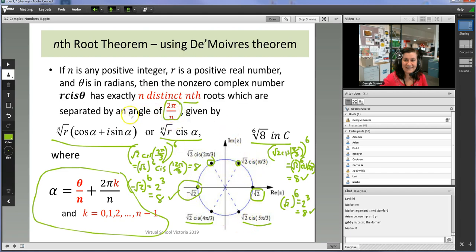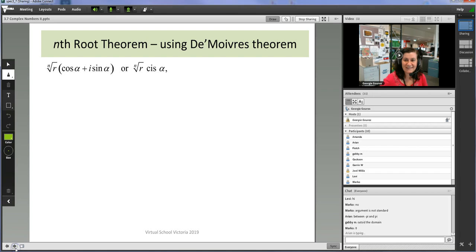So you can work out all the roots, their location, by starting off with one of them. So you work out one, possibly the real ones are the easiest ones to work out first, and then you can work out all the others by just adding 2 pi over n to each one to work out the new ones. That makes sense. Okay, let's just see some examples.